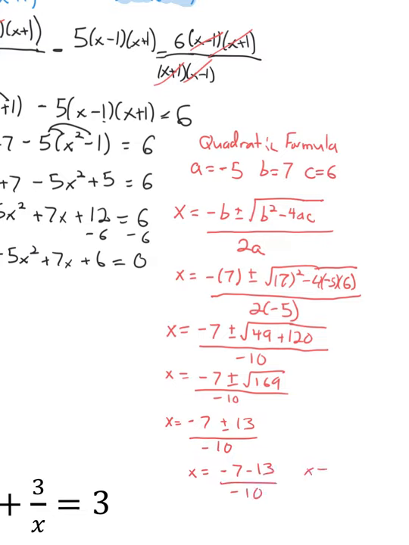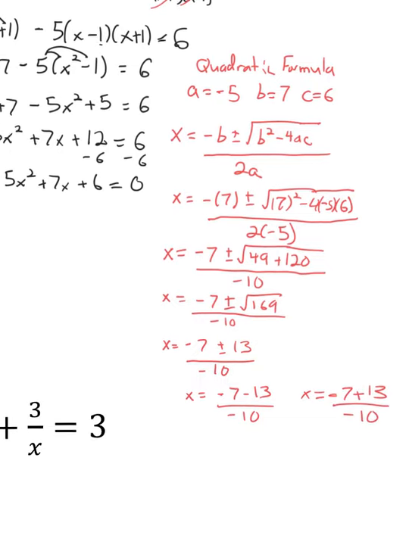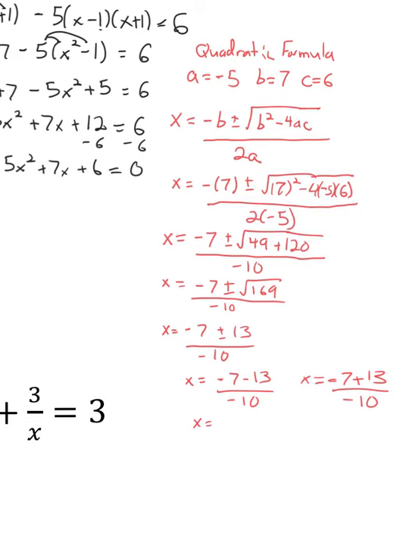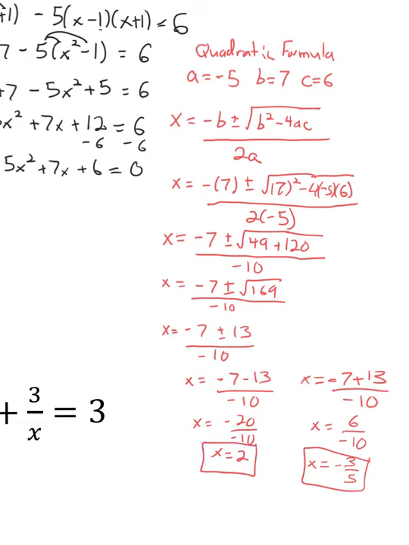So I can write this as two separate equations now. Negative 7 plus 13 over negative 10 and negative 7 minus 13 over negative 10. And I'll get my solutions for x. One of them is negative 20 over negative 10, which is positive 2. The other one is 6 over negative 10, which is negative 3/5. So those are going to be my two possible answers for this problem. And then I can plug them both back in. They both should work. And I've got my shown work there.